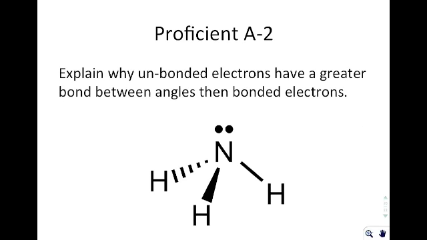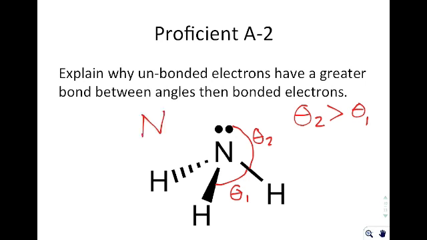Next, it says, explain why unbonded electrons have a greater effect on bond angles than bonded electrons. So why is the angle here, that angle right there, we're going to call it 1, and we're going to call this 2. Why is angle 2 bigger than angle 1? And it has to do with the whole idea of the electrons. Remember, the electrons are shared in these bonds. So when we draw it out, we would say nitrogen, and we would have hydrogen, and we would have the electrons somewhere in between. Well, the electrons in the lone pair are right next to the nitrogen.